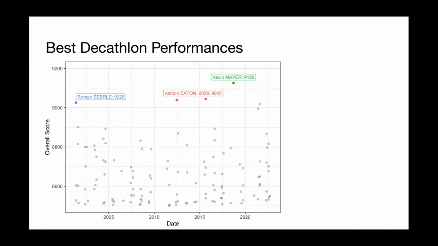So we ask, is it possible to see another jump of around 80 points? I.e., is it realistic to reach 9,200 points? And if so, what does that look like?